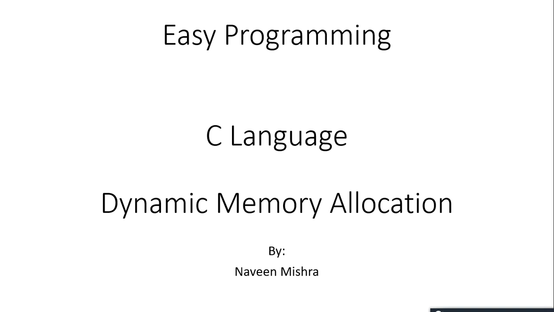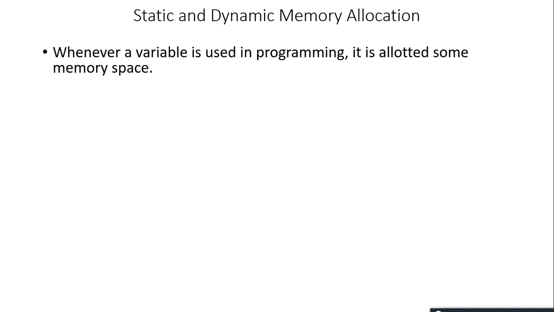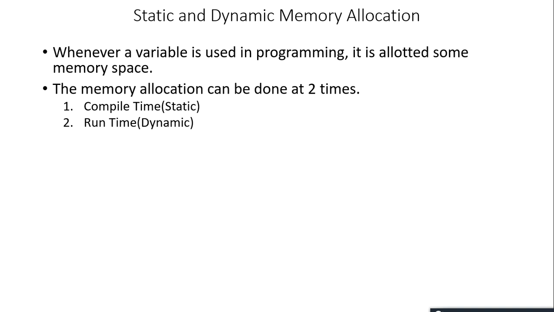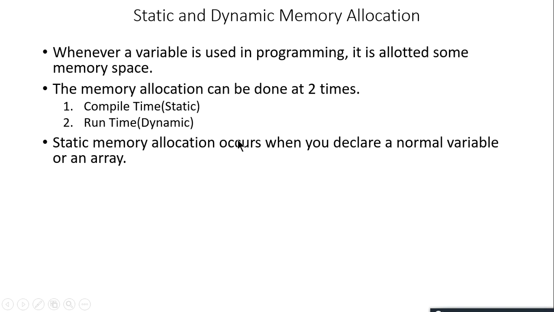Okay, so let's start. Dynamic memory allocation. First of all, one must know what static and dynamic memory allocation are and how they work. Whenever a variable is used in programming, it is allotted some memory space. Definitely when you declare a variable like int a, float b, they will take some memory space in your computer's memory, RAM. The memory allocation can be done at two times: one is compile time and another is runtime. The compile time allocation is called static allocation, whereas runtime memory allocation is called dynamic memory allocation.